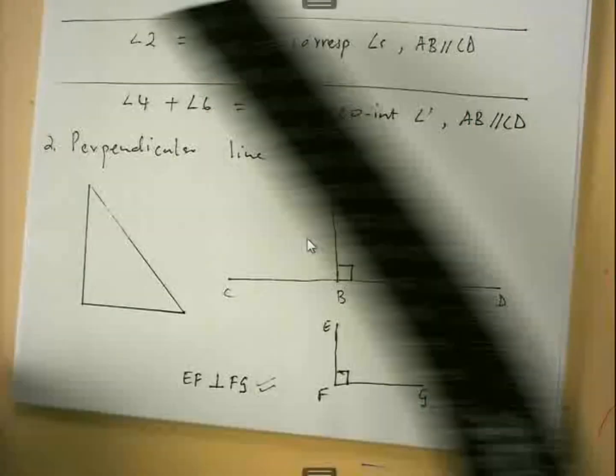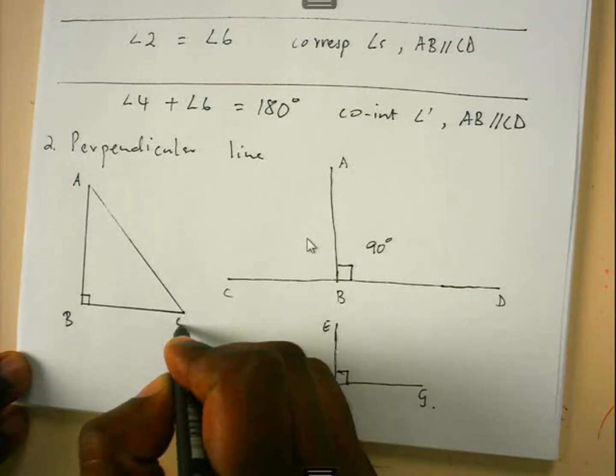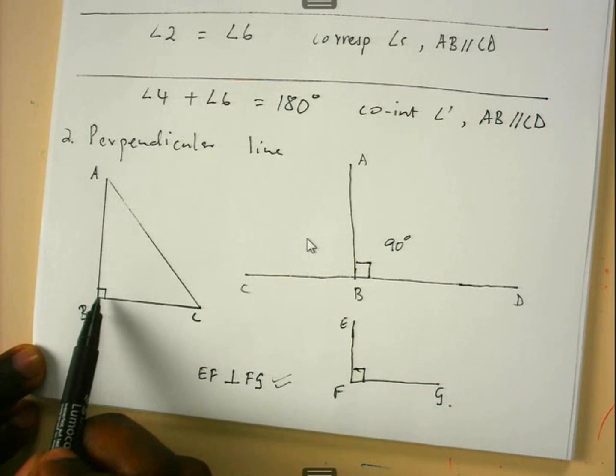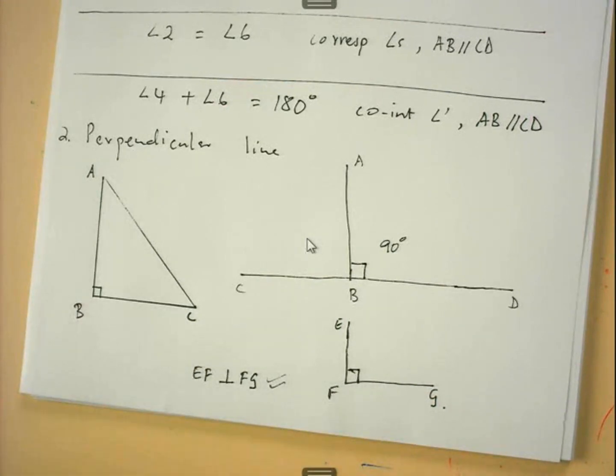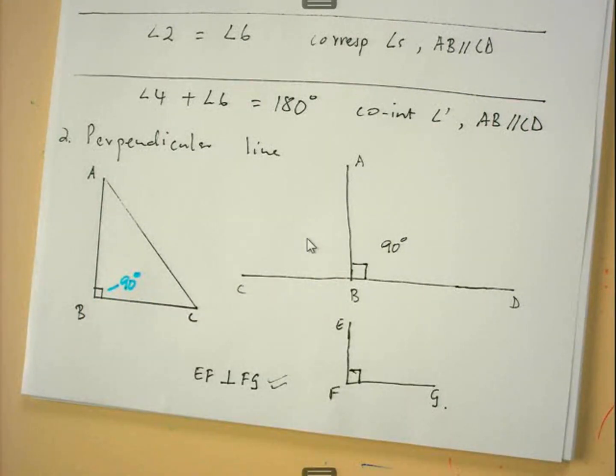There we are. We'll call it triangle A, B, C. Now in this triangle A, B, C, look at this sign here. This sign tells us what? It tells us that the angle there is 90 degrees. It means already there we have 90 degrees.